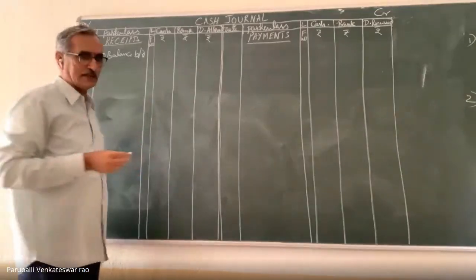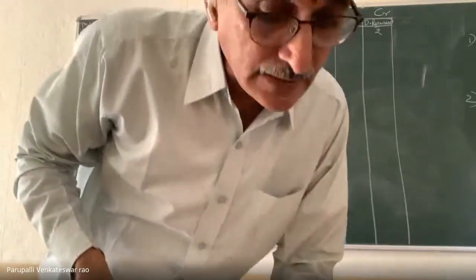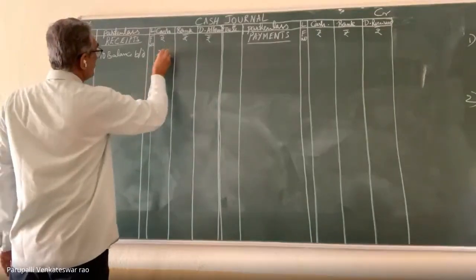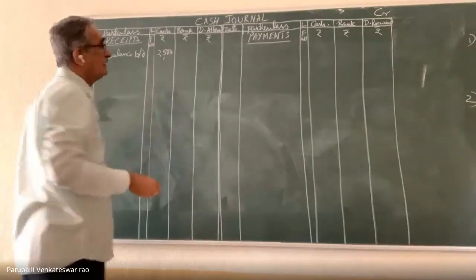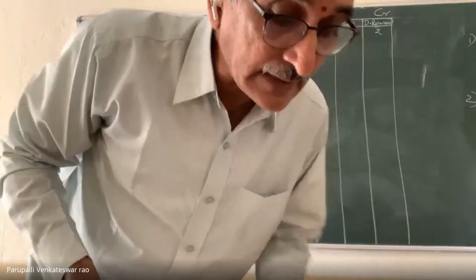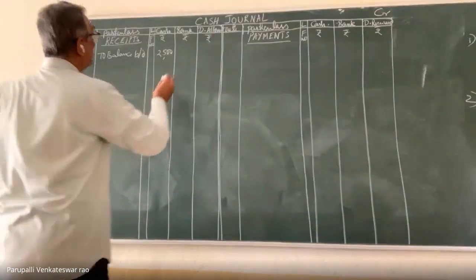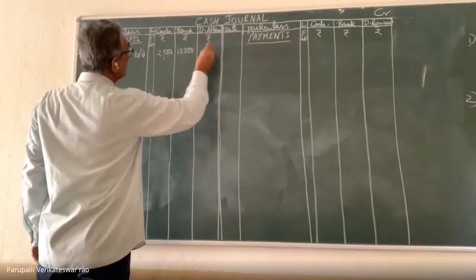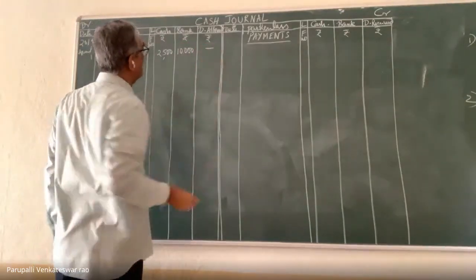How much cash balance is there at the beginning, on the 1st April? Cash balance is 2,500. Bank balance is 10,000. Discount will not be carried forward.